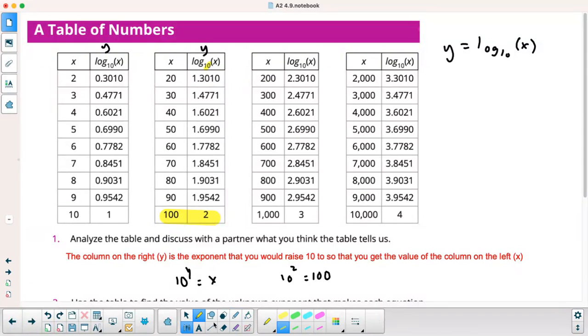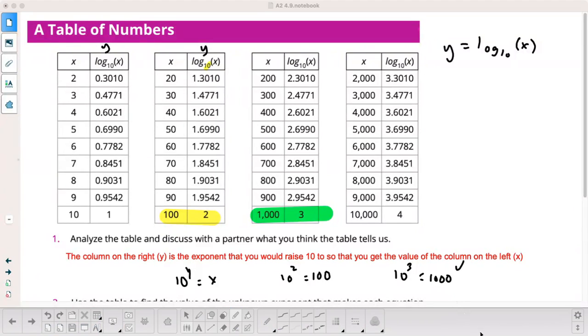And then let's try another one here. Maybe let's go to another whole number right here. So you're going to say, okay, 10 to the third power equals 1,000. And you see that it works. It checks out.